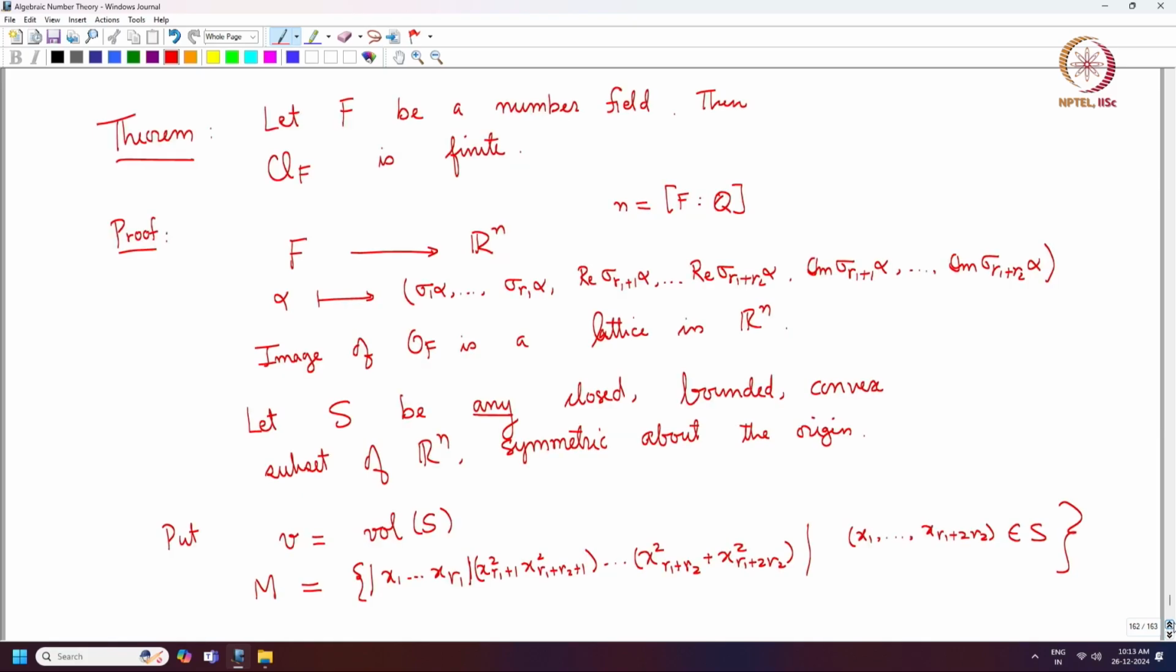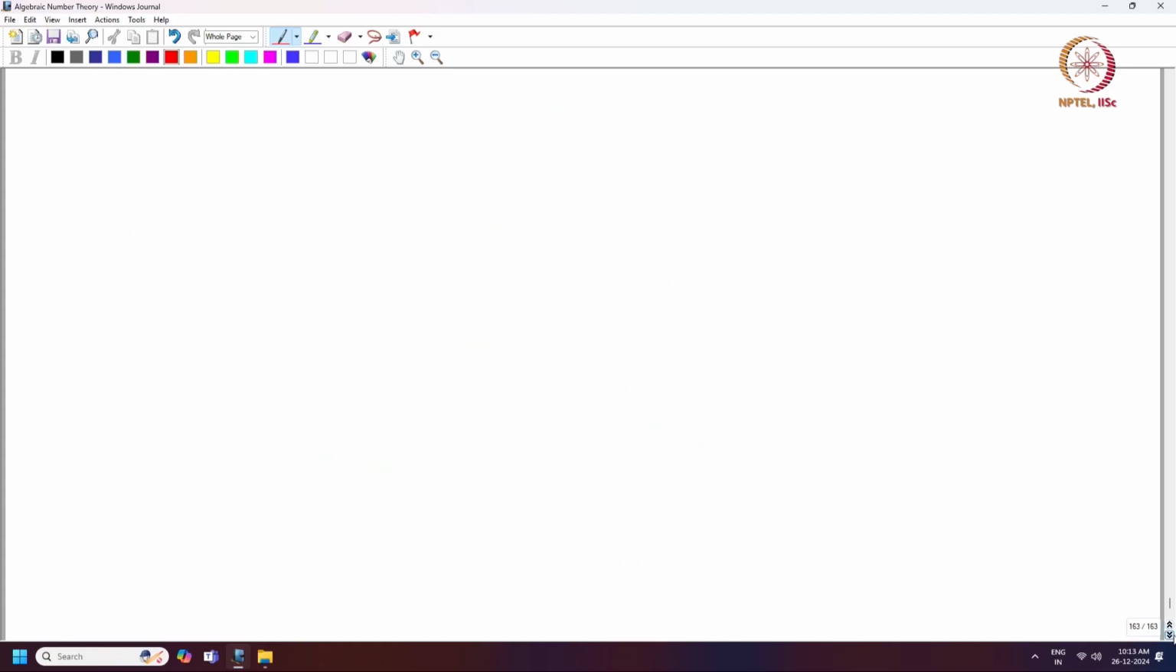So, if S is really tiny, concentrated around the origin, then M will be very small, and V will be very small. But if S is very large, spreading out away from the origin, then the volume will also be large and M will also be large. Okay. All right.